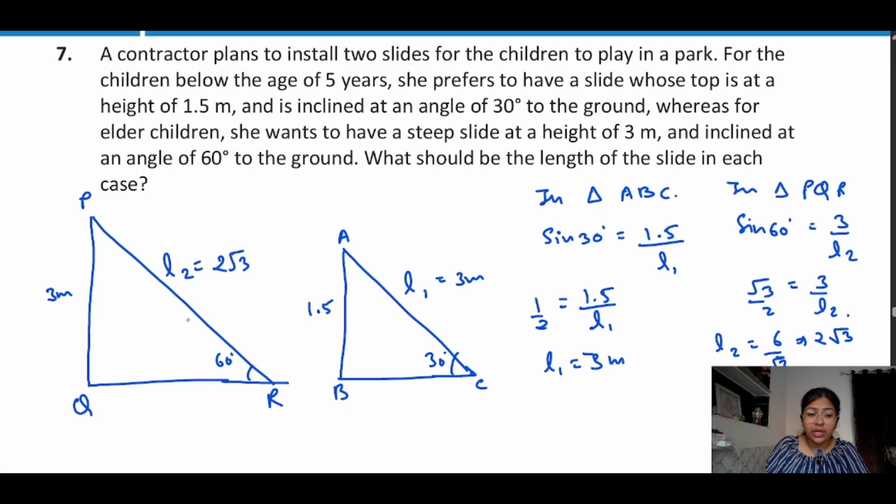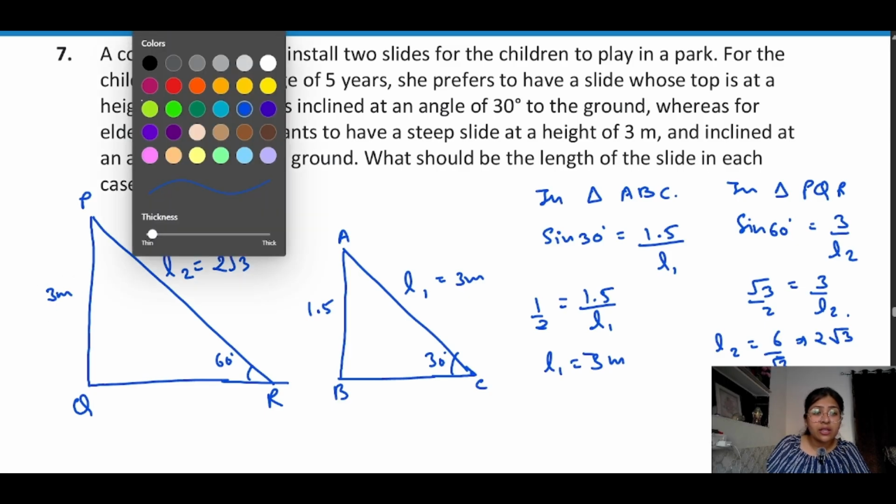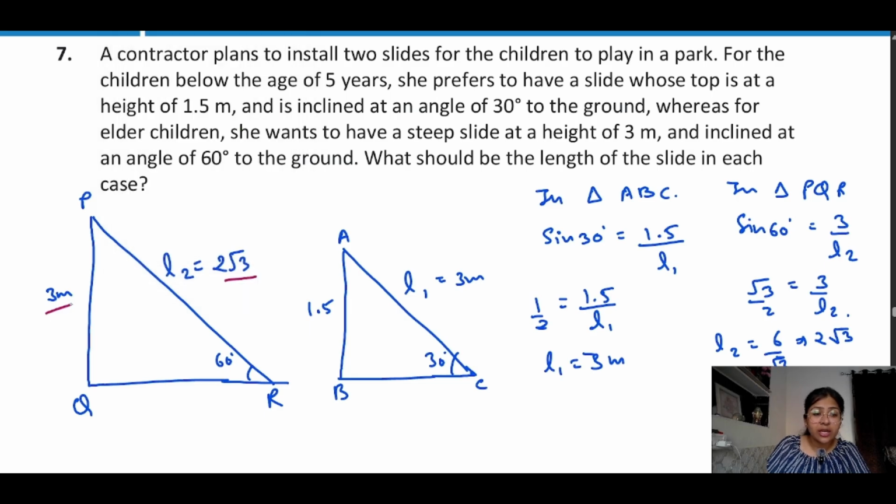2 root 3 meter. You might think that the hypotenuse is less than the side in this case. No, the value of root 3 is 1.73. If you put it in, it is greater than 3. The hypotenuse is always the longest side of a right angle triangle. So, is this question clear to you? Okay, now move to the next question.